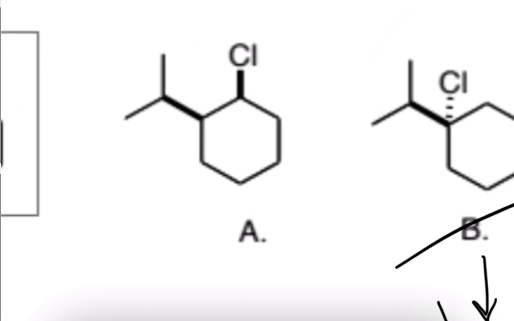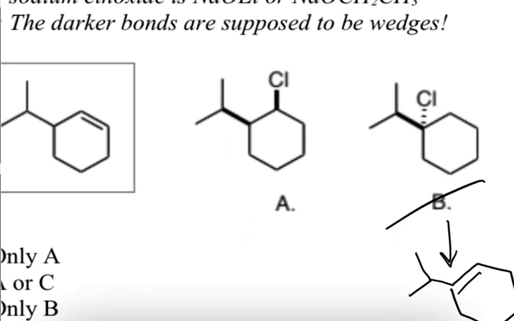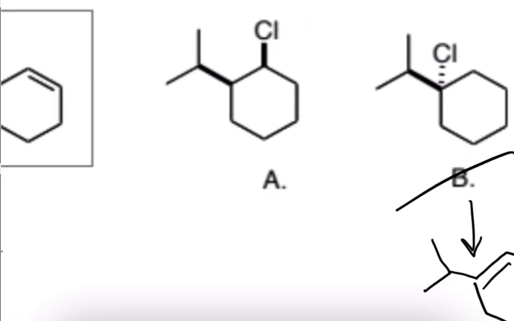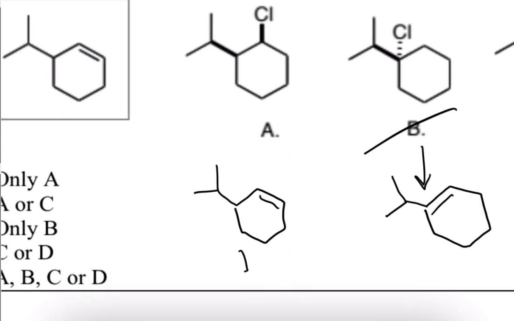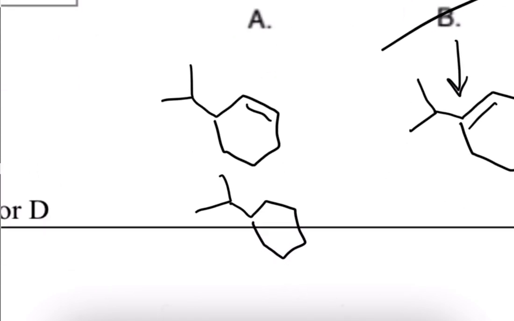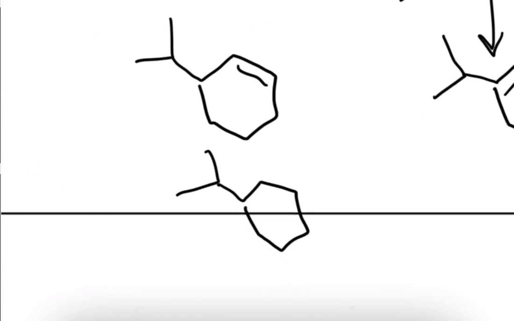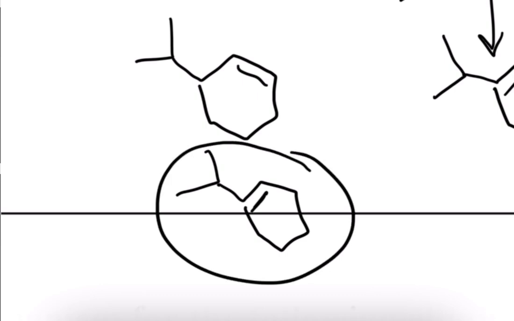If we do elimination here, can't we get this? Well, we're looking for the major. And while we would get this product, you draw it out here, again, lacking the drawing skills, we would get that one. And we would get this one. Oh, that is so ugly. But this one would be our major.